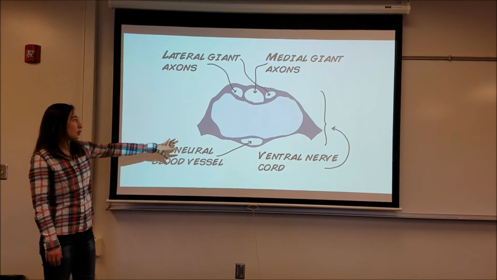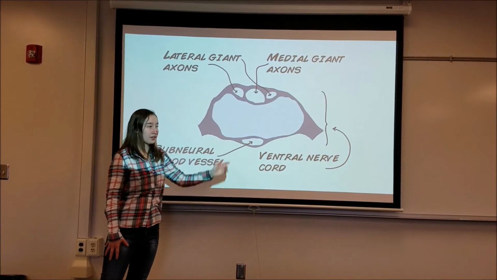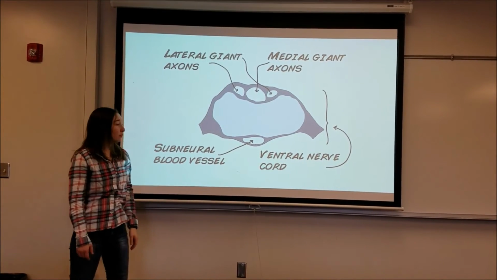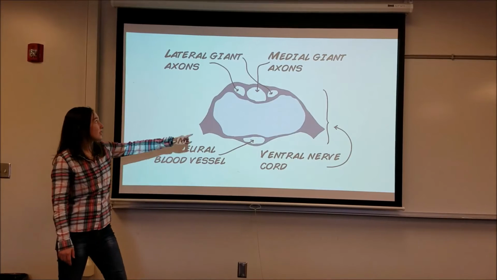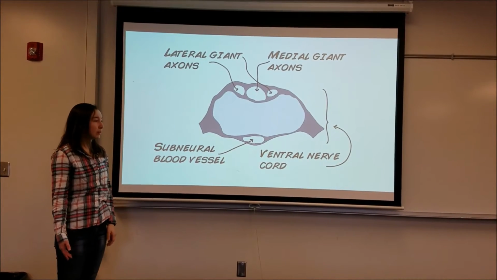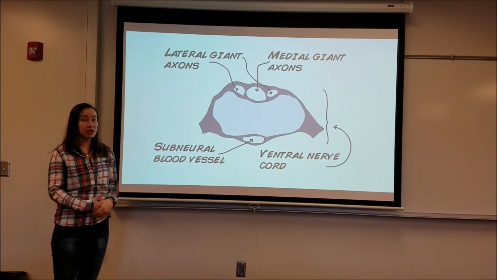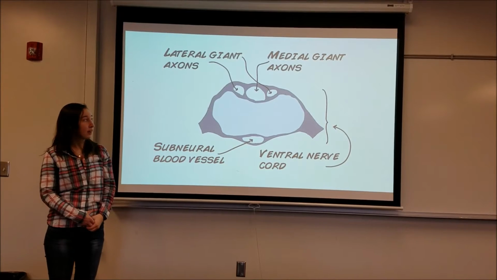And so this just shows a little better the relationship. And so the medial giant neuron is in the center that receives information from the anterior end of the worm, and then you have the lateral giant neurons on either side, which receive information from the posterior end. It's also important to note that the medial giant neuron is slightly bigger than the lateral.